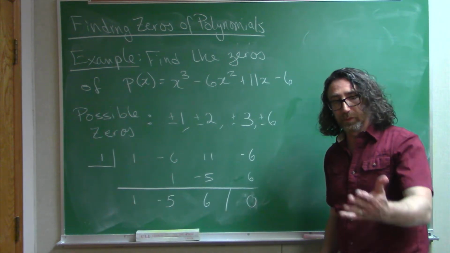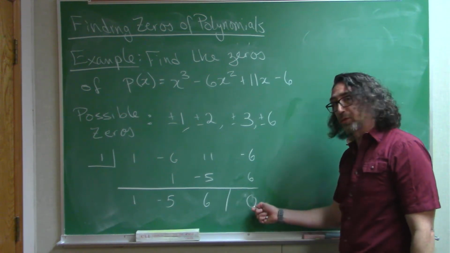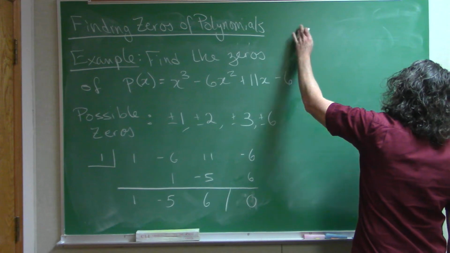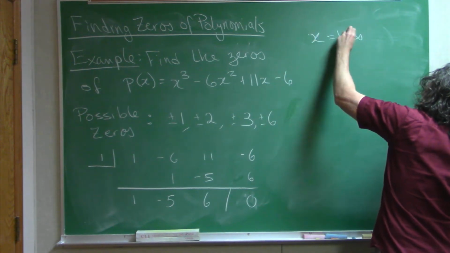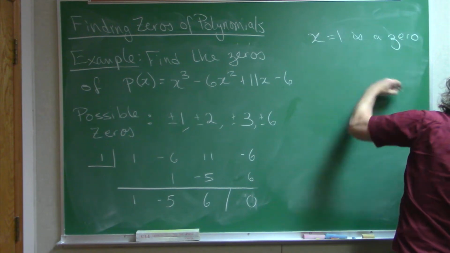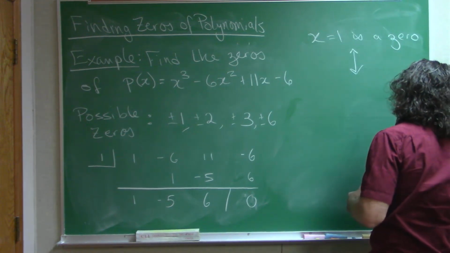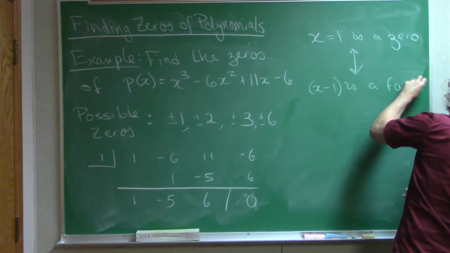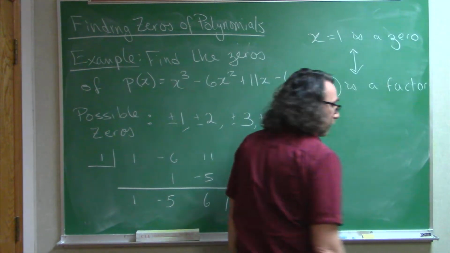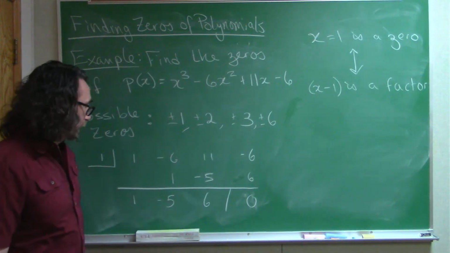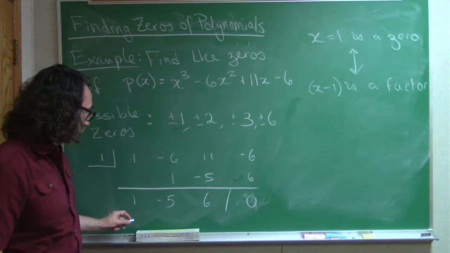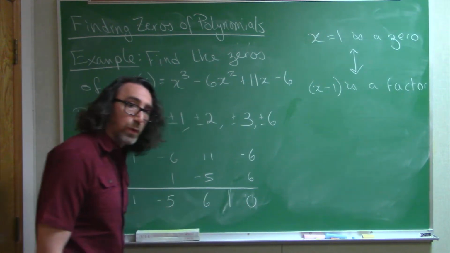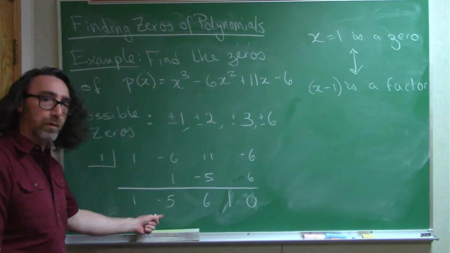The factor theorem that we discussed in a previous video tells me that if my remainder is 0, I have found a factor. Okay, so let's make a couple of notes here. So x equals 1 is a 0 of this polynomial. And that is equivalent to saying x minus 1 is a factor. And more than that, the synthetic division setup tells us what the other factor is. Remember, over here, these are the coefficients of the quotient.